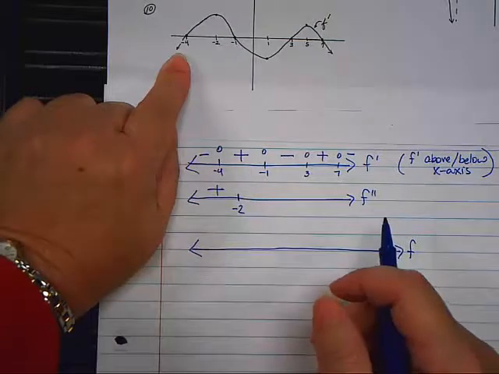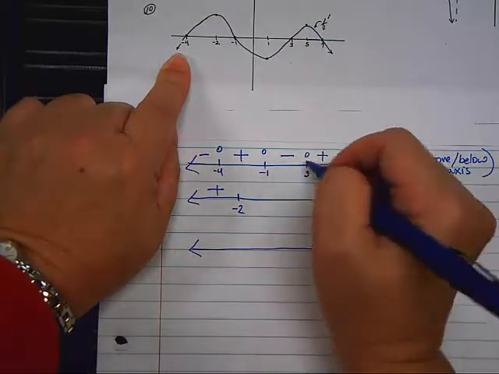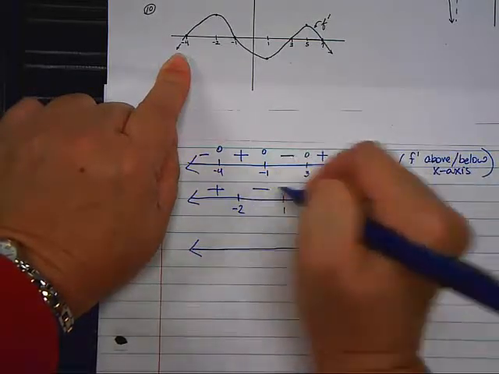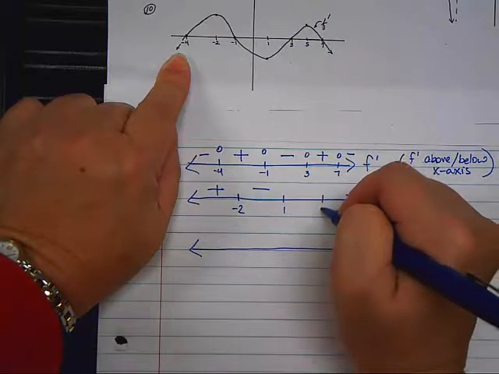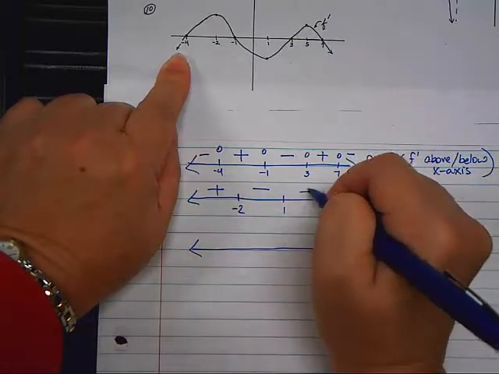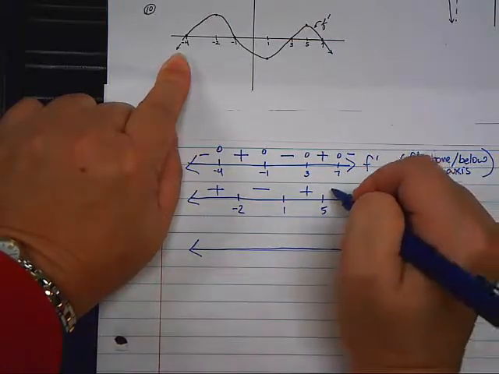And then it decreases to where? 1. So 1 is between -1 and 3. Put a minus sign there. You following what I'm doing? Okay, and then it increases to where? 5, which is between 3 and 7. Gets a plus. And then it decreases after that.